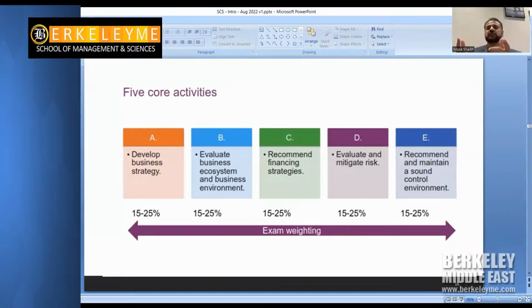So actually, the third portion has been sub-allocated into 5 sections. There will be 3 questions and 5 activities, 5 sub-questions related to risk, finance, ecosystem, strategy, and internal control. Then you can see the exam weightage is equal, and you need to score 50% in your exam.